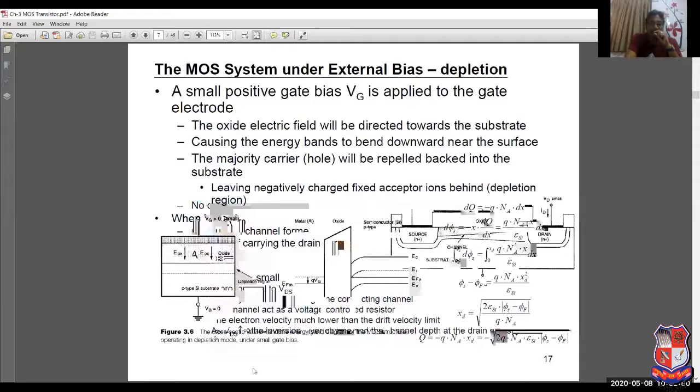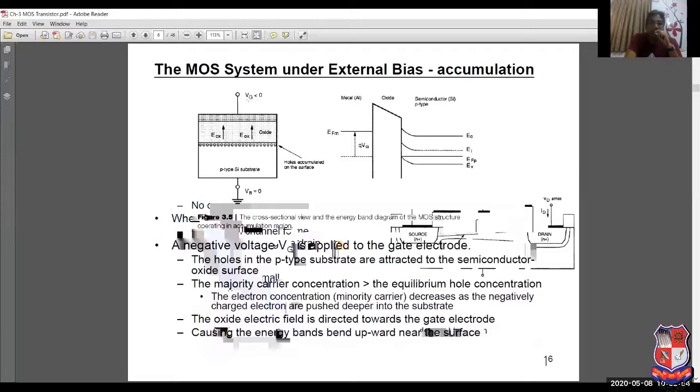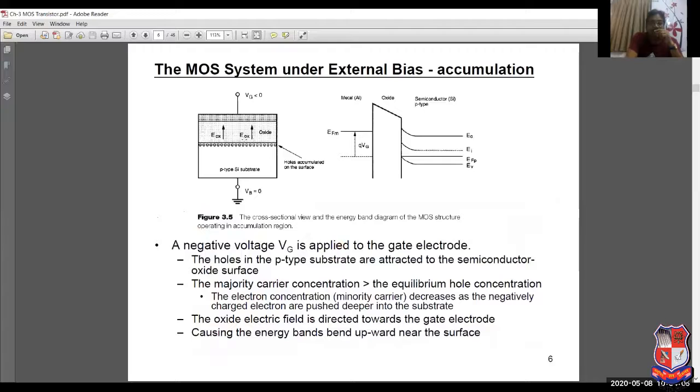Let's consider first of all a MOS structure, and apply some amount of negative voltage at the gate terminal. This is a simple MOS. This is not a MOSFET. This is a simple MOS structure where this is metal, in between there is an oxide region, and then there is a substrate region. Here we are talking about a P-type substrate. So this is a P-type substrate region, there is an oxide region, and then there is a metal region.